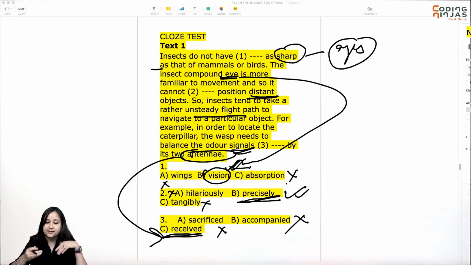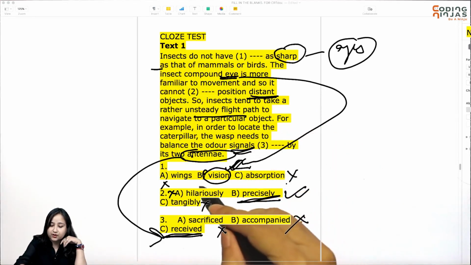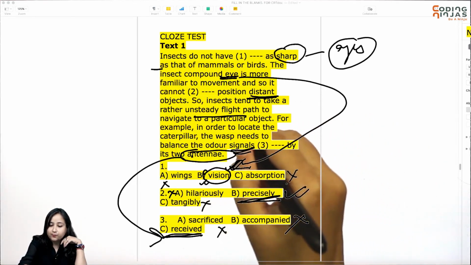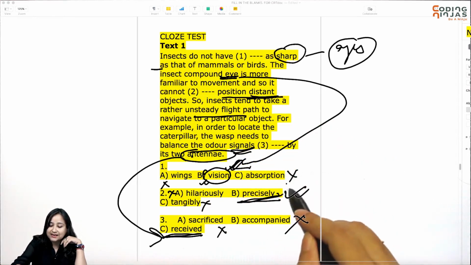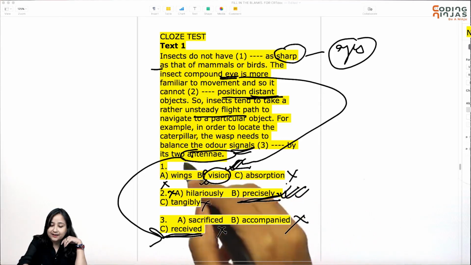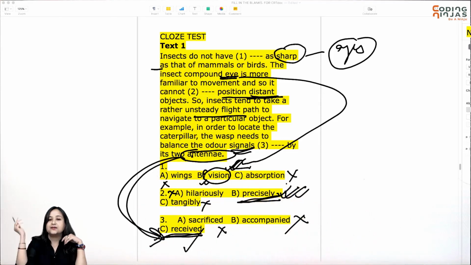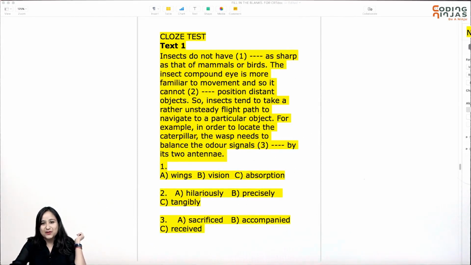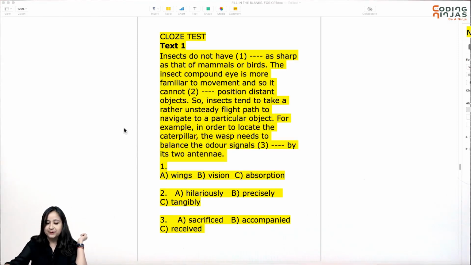Antenna receives the signal. So here the first option was vision, related to the eye. It cannot position distant objects, it cannot see, and the antenna can receive. So this is your answer. This is how you solve a cloze test. Let's move on to another question. And I hope you are comfortable with what we are doing.